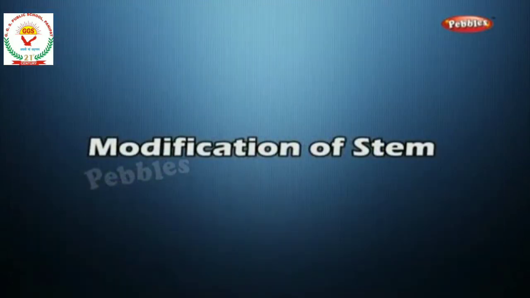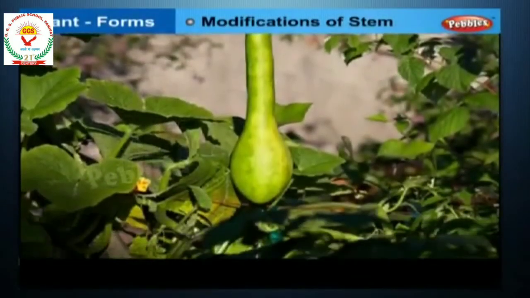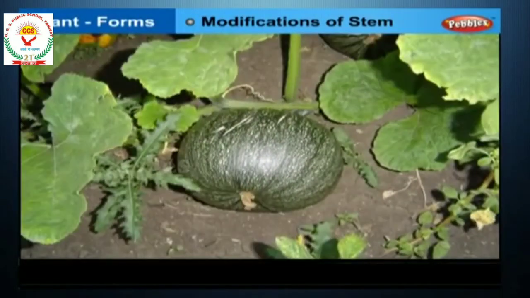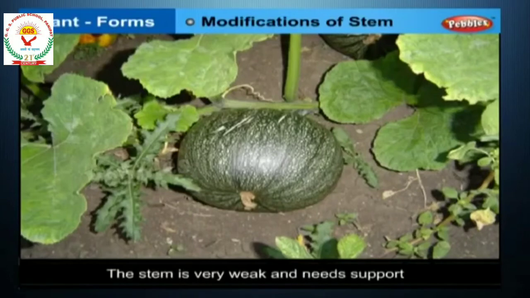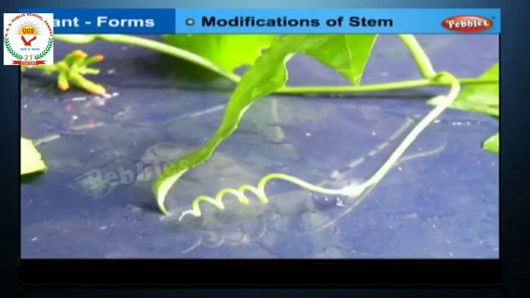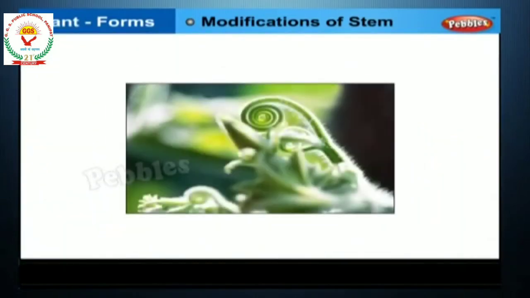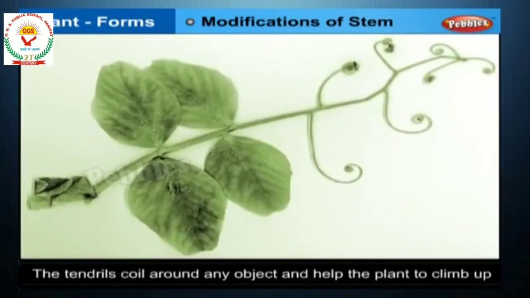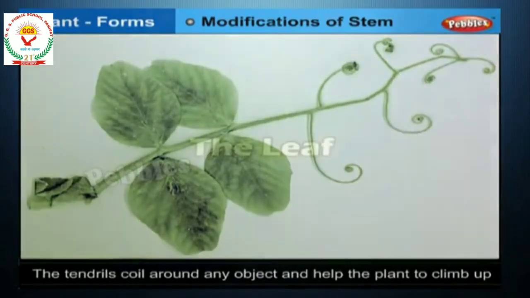Modifications of stem. In climbers like cucurbita, grape or passion flower, the stem is very weak and needs support. You must have observed some small thread-like structures arising from the stem in some of these plants. These thread-like structures are called the tendrils. The tendrils coil around any object in the neighborhood and thereby help the plant to climb up.